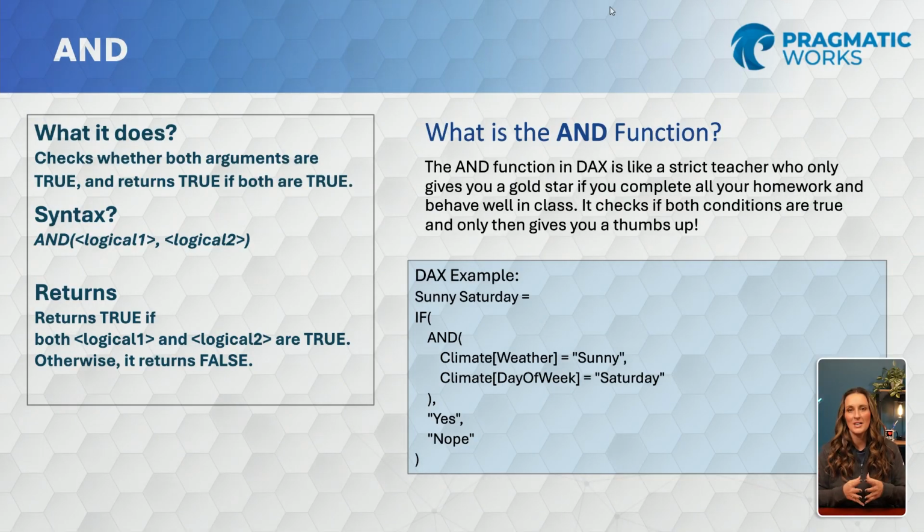The syntax is pretty simple. You put the word AND, then your first logical condition, a comma, and then a second logical condition for your formula to connect with. It will return true if both logical 1 and logical 2 are true. If it does not meet both of those conditions, it's going to put the word false in the column. We can use this function in both a calculated column and a calculated measure.